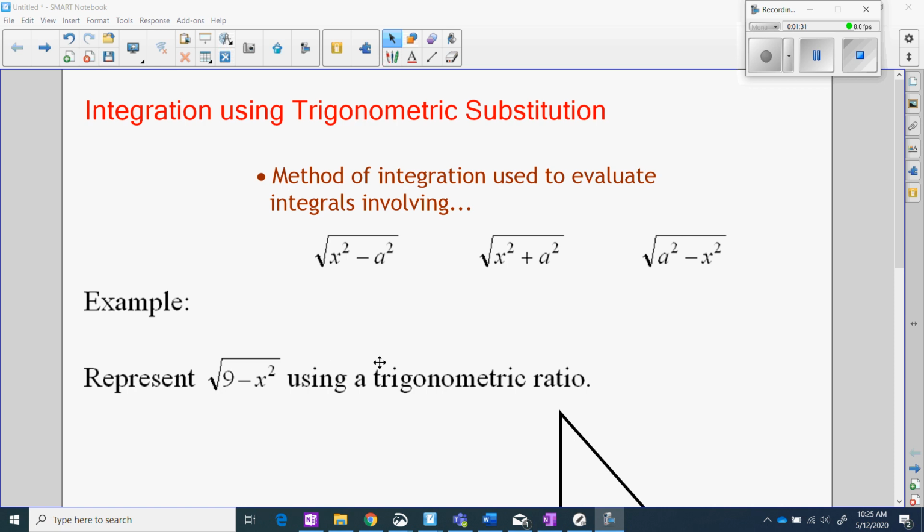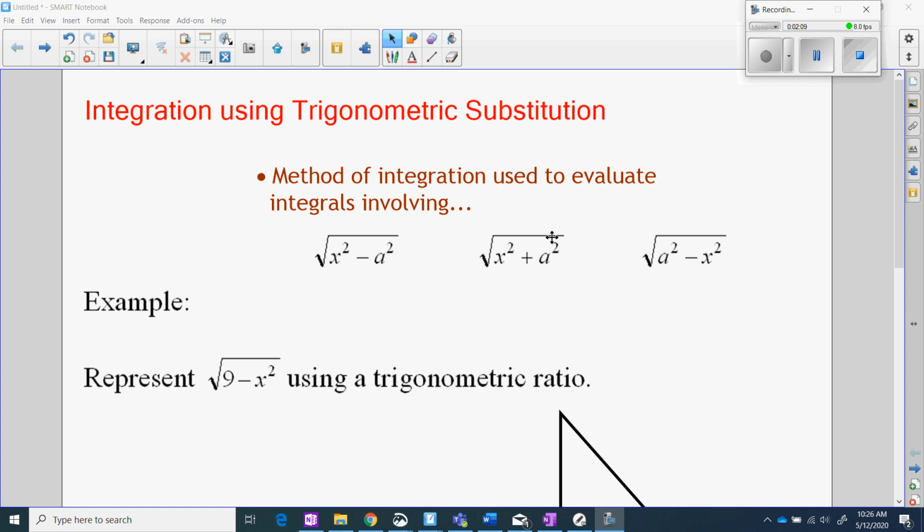Okay, so this method is basically used when you see something like this. This is kind of the pattern of Pythagoras' theorem. You could have x squared minus a squared, x squared plus a squared. So a is a number, so this could be like x squared minus 9, x squared plus 25, 25 minus x squared. It usually works best if the number here is a perfect square. It doesn't have to be, though. It can get a little messy if it's not.